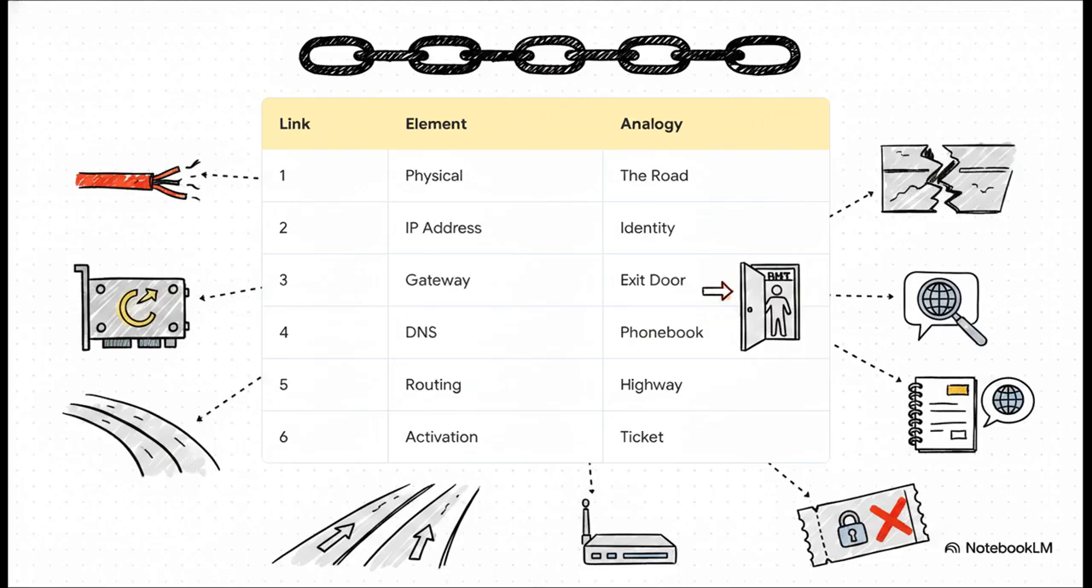Then we have link 4, DNS, which is basically the phone book, translating names to IPs. Link 5 is routing, the highway direction, so the core routers actually know the path. And finally, link 6 is service, the ticket. Simply put, if the account isn't active in billing, you aren't going anywhere.